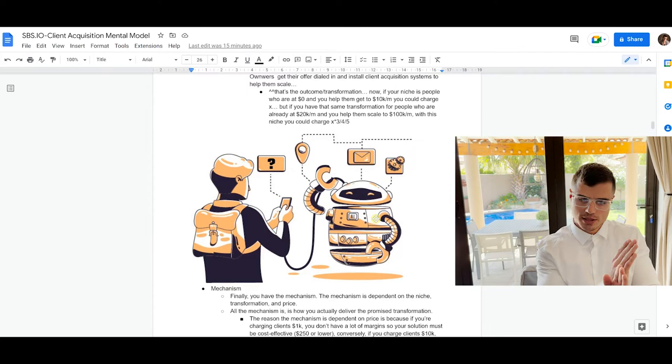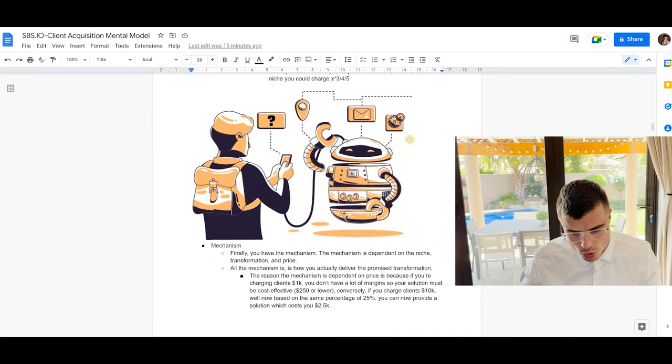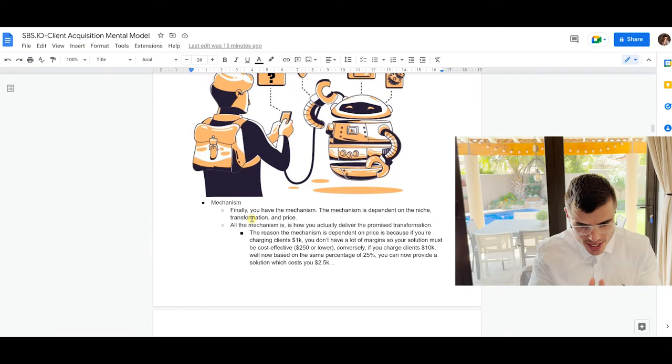So mechanism. If we look at mechanism, you can see we have a little cute picture here of the little advanced R2-D2 over here. So within the mechanism, you have your mechanism, right? The mechanism is important because it's your way of doing that initial transformation, right? The mechanism is dependent on the niche, transformation, and the price. The mechanism is how you actually deliver that promised transformation, as I've just said, right?